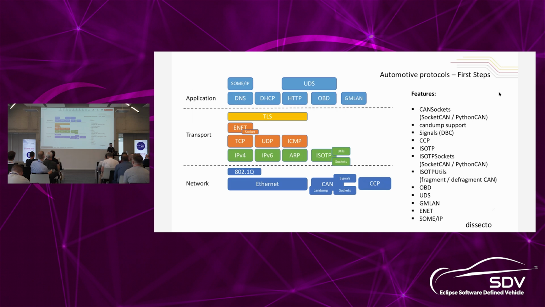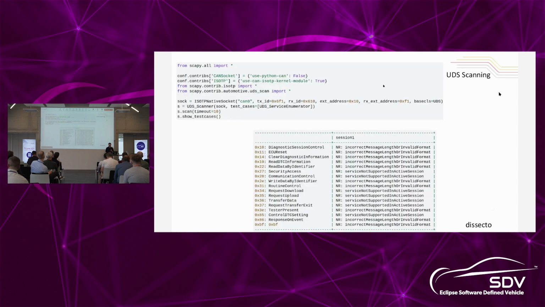And then currently we can just craft packages, send them, and look for an answer. The whole thing, of course, has over the years gotten more and more functions. And one function I want to present are the scanners, especially UDS scanning. There are scanners for multiple protocols that try to enumerate basically everything that's possible in the standard.